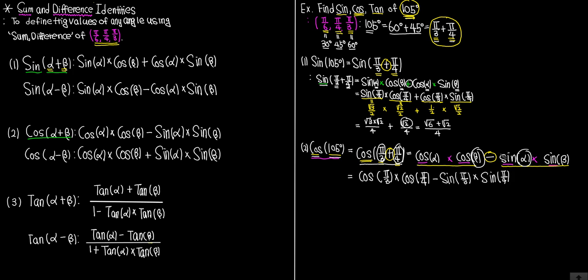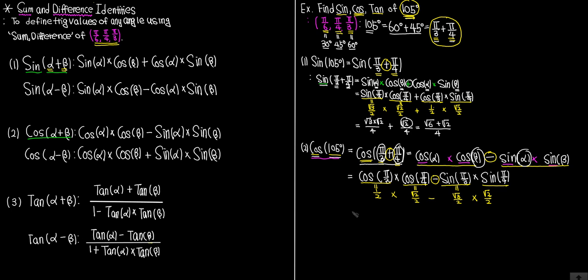All you have to do is simplify these expressions to get the value. Using the right triangle ratios, what is cosine of pi over 3 radian? Well, that was 1 over 2. Multiply by cosine pi over 4 radian, which we know as square root of 2 over 2, minus the sine of pi over 3 radian, which is square root of 3 over 2, multiplied by sine of pi over 4 radian, which we know as square root of 2 over 2.